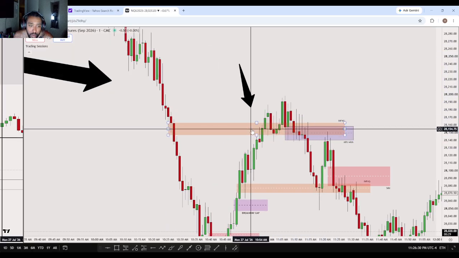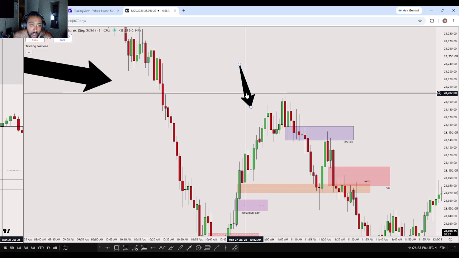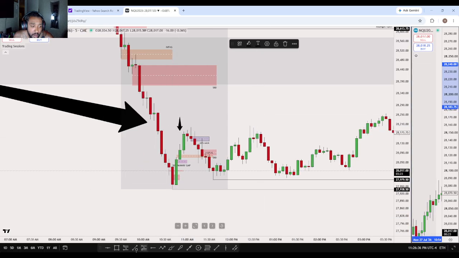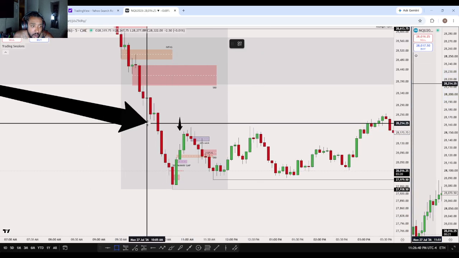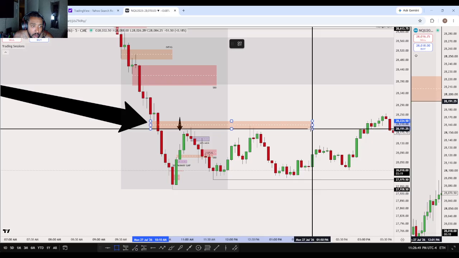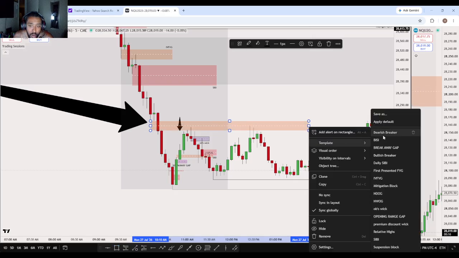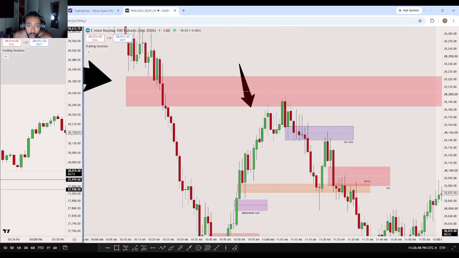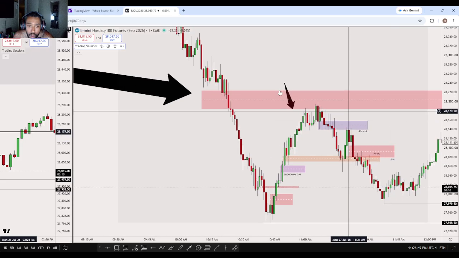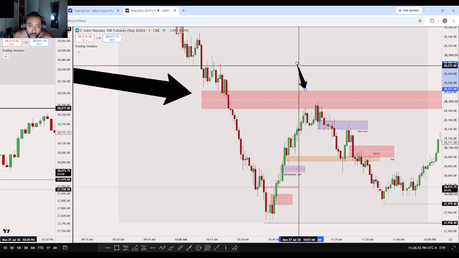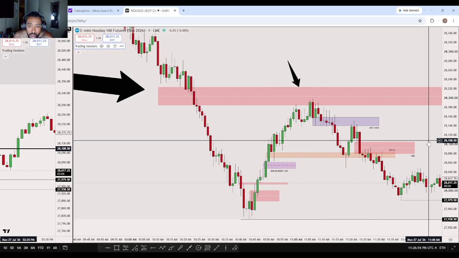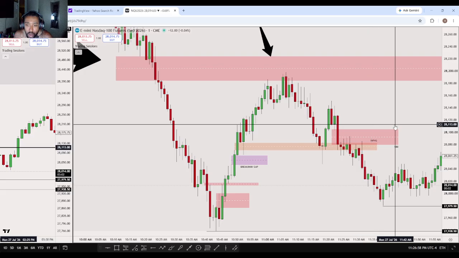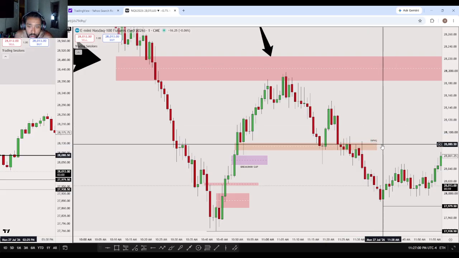So let's go over the short play. So you see, we had that. Let's bring back that 5 minute fair value gap, which was SIBI. All right. So we hit the SIBI here. Look how we just touched it. So let's delete this right quick. Let's redraw everything.